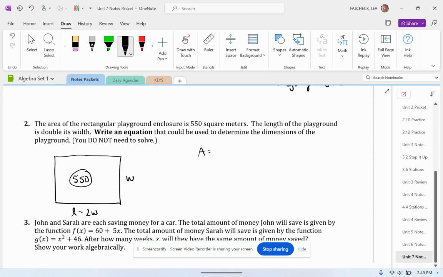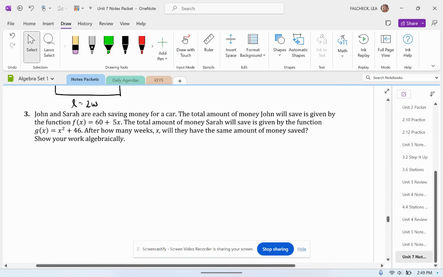So I have area is equal to length times width. The area is 550. The length is 2W times W. 550 equals 2W squared. It says we don't need to solve, so that's it.